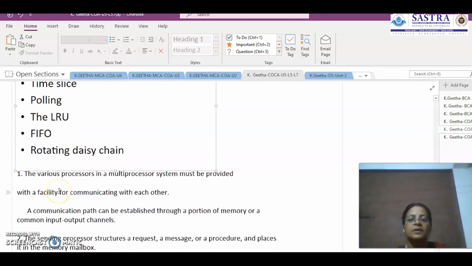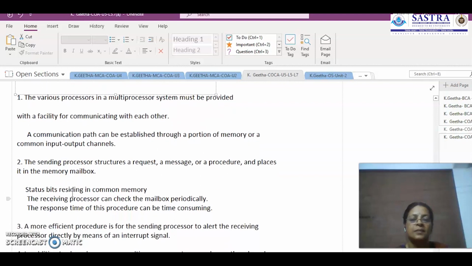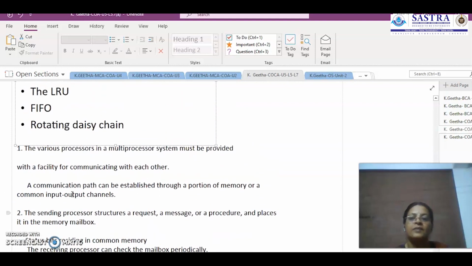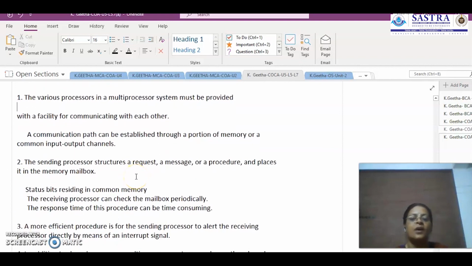So this is the discussion for synchronization and the communication procedure, where the various processors in a multiprocessor system have to communicate with each other. That is an important activity. For communicating, we make use of either a shared resource or a dedicated resource, and this communication can happen by initiating a request, or by passing on messages. So we can have separate procedures to deal with the communication process. It can also make use of the mailbox facility.